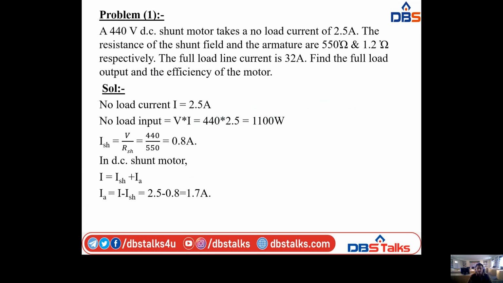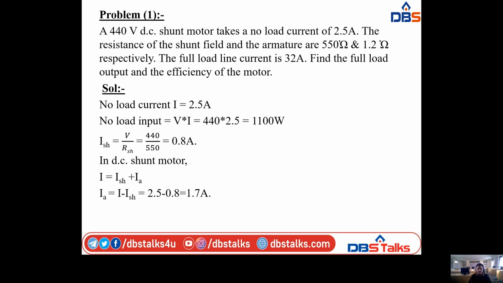Here they have given a 440 volts DC shunt motor. This 440 volts DC shunt motor takes a no load current of 2.5 amperes. So here it does not have the load, it has no load. That means in the problem they have already given the supply voltage, that is 440 volts, and the no load current, that is 2.5 amperes, that is I naught.